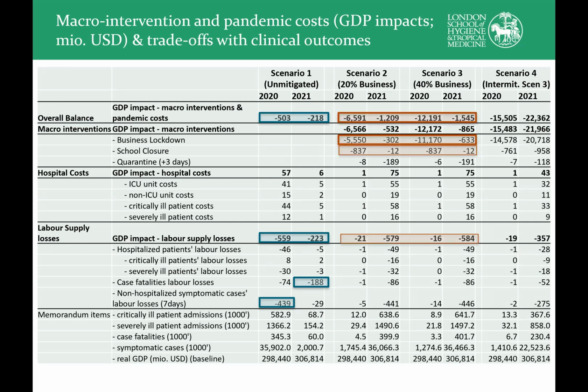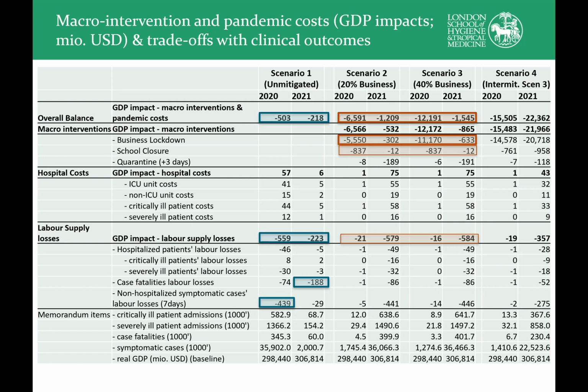For scenarios 2 and 3, the impacts are much, much larger, as you can see. And those large macroeconomic impacts are primarily driven by the business lockdowns. So there we can see 5.5 billion in the first year from the 20% business closures. The next most significant impact in those scenarios is the school closures, but obviously not as substantial as the business lockdowns. And the labour supply impacts economically by the end of the second year are fairly similar to the uncontrolled pandemic.